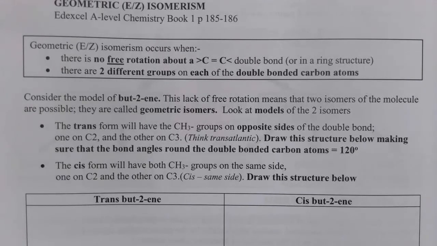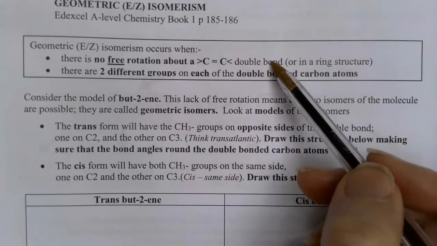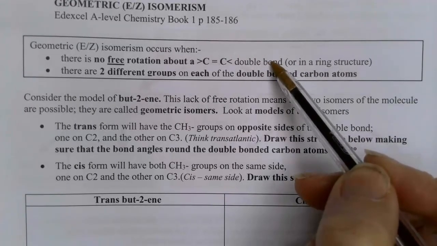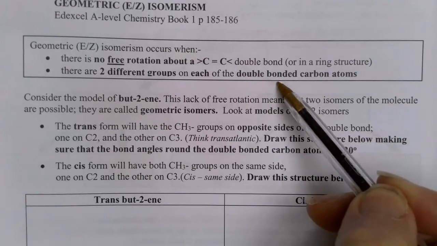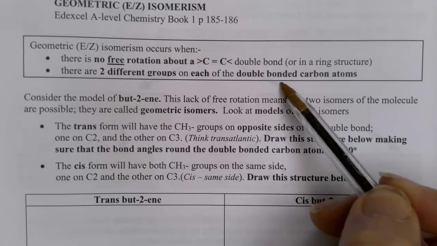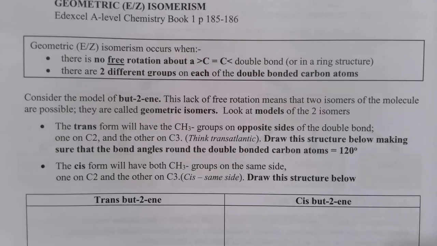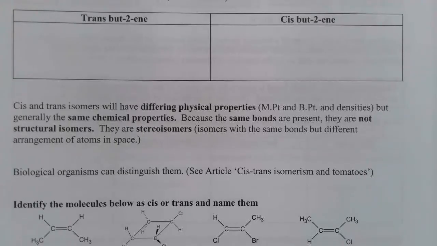Now, for some reason, students always remember the restricted rotation around the carbon-carbon double bond, but they always forget this second part. And this second part is very important. If you don't have different groups on each of the carbons of the double bond, you're not going to have geometric isomerism. So if we look back at our C4H8, our butene molecule, only but-2-ene will show geometric isomerism.